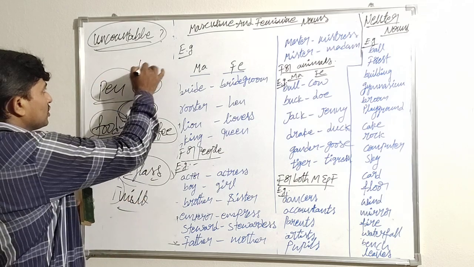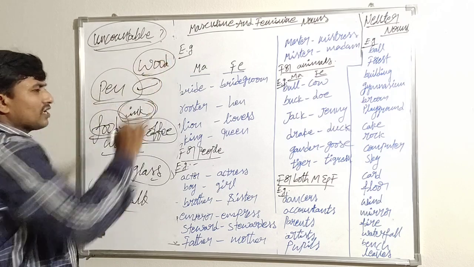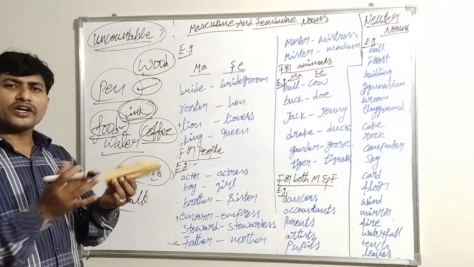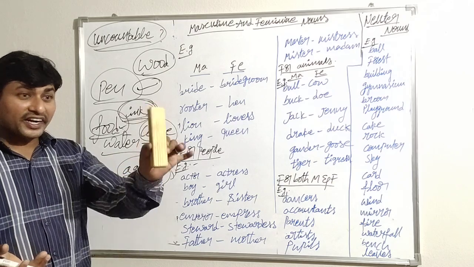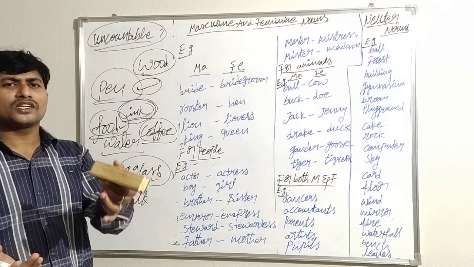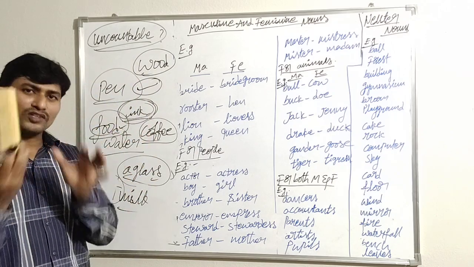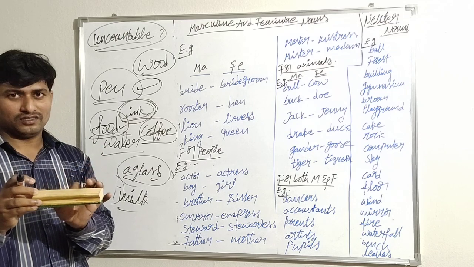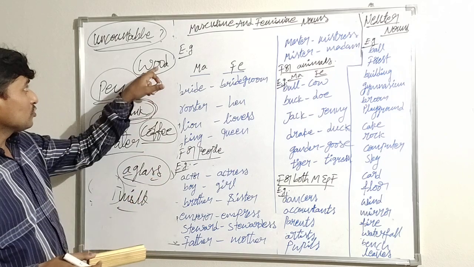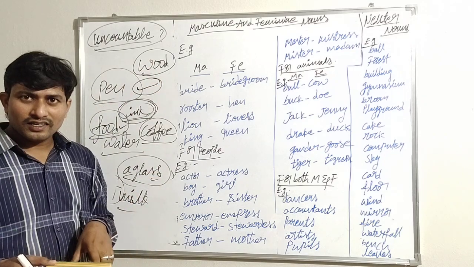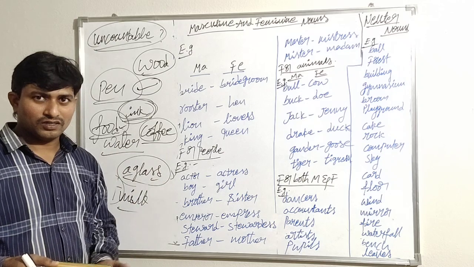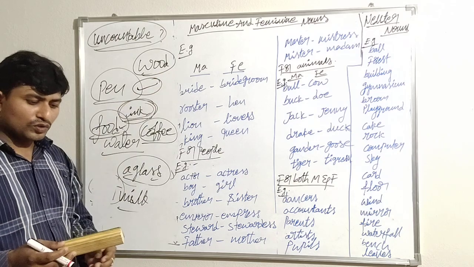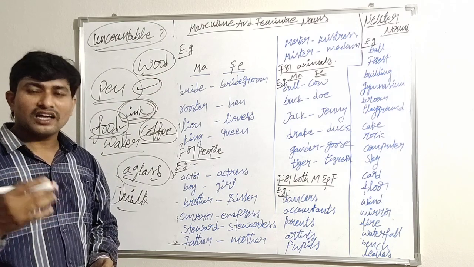See, suppose here wood. Is it countable or uncountable? Uncountable. Wood. How can we count it? But when it is made into a thing, we can count. It is known as a duster. So that's why this is countable. But wood is not countable. It is uncountable. Have you understood what I said now? So wood, when it is made into a thing, is known as countable again. But wood is uncountable. So this is the difference between countable and uncountable.